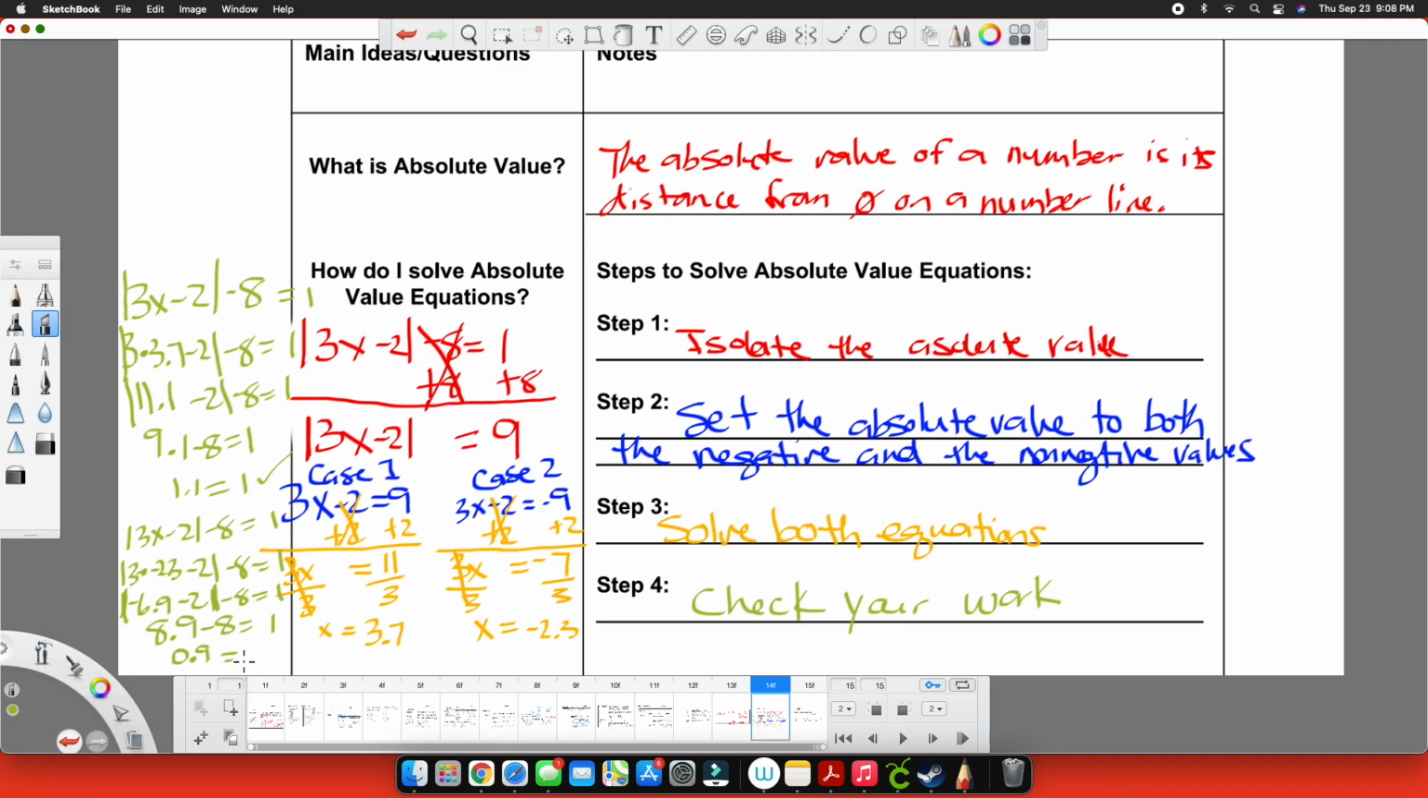Again, I'm off by 1/10, but I'm assuming it's because I rounded. If I hadn't rounded, it would work out exactly. So keep that in mind: when you round, you do have to pay attention to that when you're checking your work. But this worked out perfectly because I was able to check it. All right, so those are our 4 steps. Let's go to the next page here.